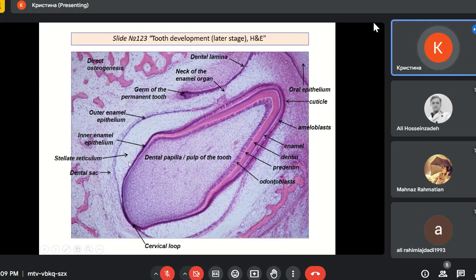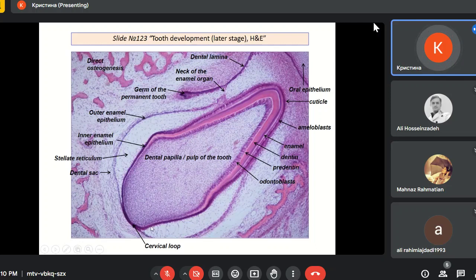The root of the tooth is just starting to be developed, and here you see how the peripheral parts of the dental papilla develop into odontoblasts, which start to produce pinkish dentin in this region of the future root of the tooth. Here the cells of the dental sac will make cementum and periodontum, which will connect cementum to the bone, which develops here via direct osteogenesis.